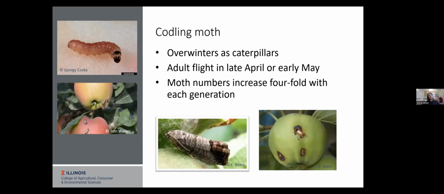And just a little bit about their life cycle, you can see here on this slide. They are flying in late April or early May, so control has to happen pretty quickly early in the season. Those moth numbers can increase a lot each generation. That means your infestation can get out of control pretty quickly if it's left unchecked.